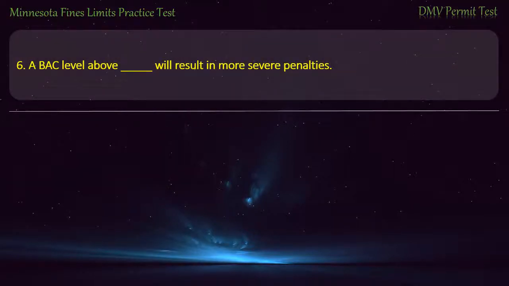Question 6. A BAC level above blank will result in more severe penalties. 0.16%, 0.20%, 0.09%, 0.10%. Answer. 0.16%.